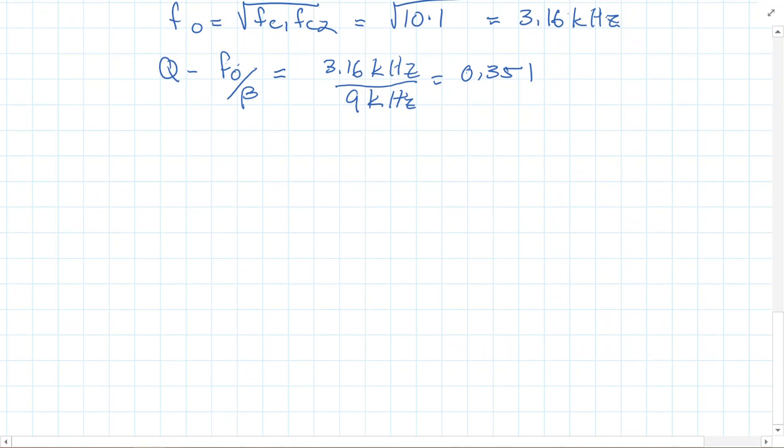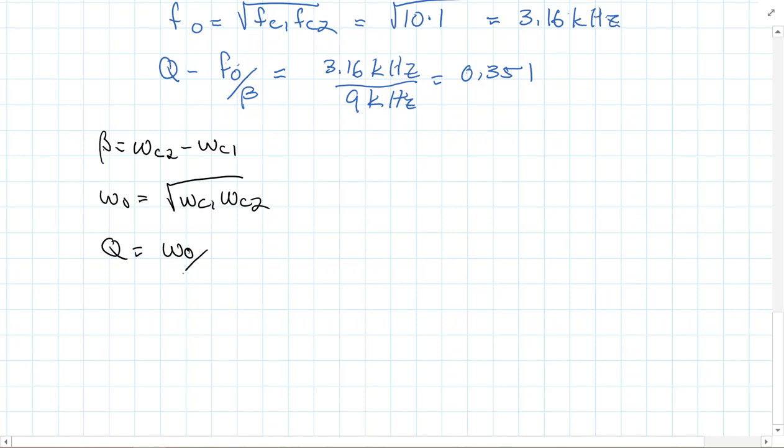Now, one final thing to end this video is there are other equations here that we can get. So let's write some of our equations down again. So these are equations that we want to know. I might provide these to you. I haven't decided yet. So I'm just going to write the omega version of these. So beta is omega C2 minus omega C1. Omega 0 is the square root of omega C1 times omega C2. And then the quality factor is omega 0 over beta. So I've got three equations right here. So these are important.